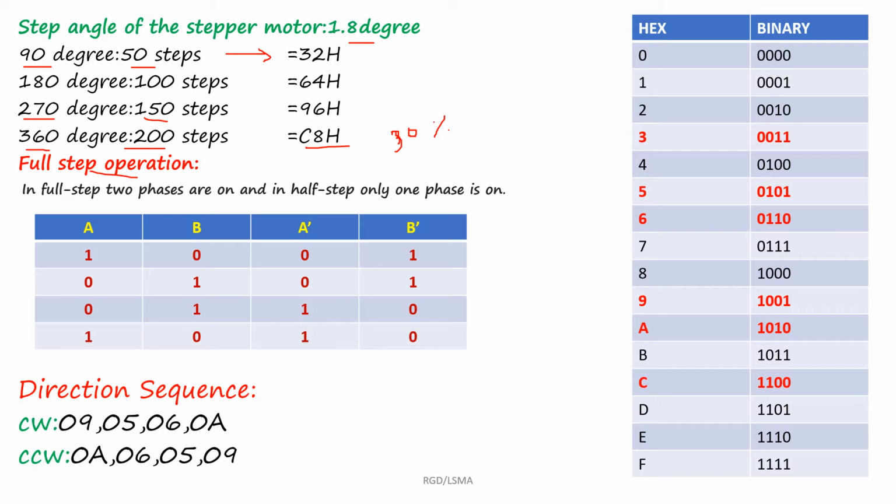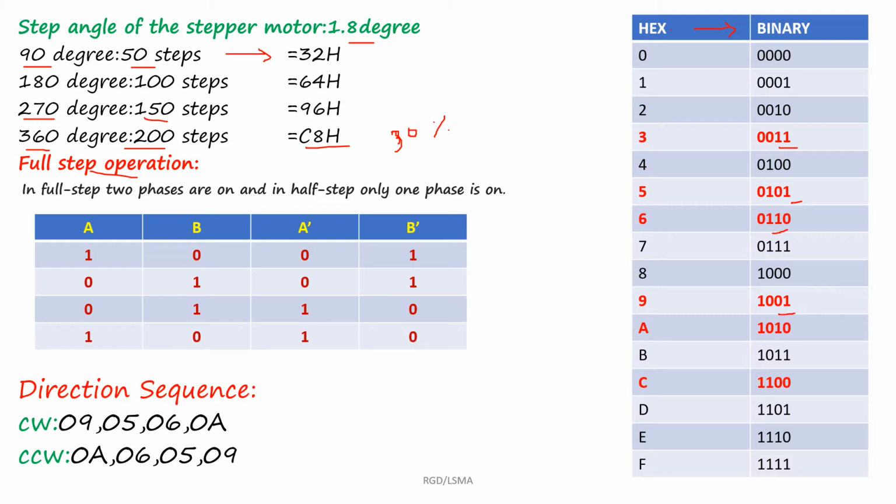In full step mode of operation, I need to energize two windings at a time. For that, I have taken hexa data from 0 to F and converted this hexa data into binary values. In binary values, I have to find the data which has two ones. So I have identified the data 3, 5, 6, 9, A, C. These data have two ones.